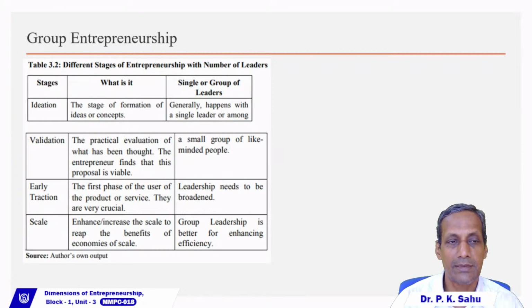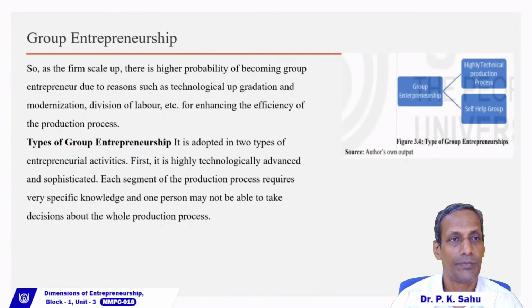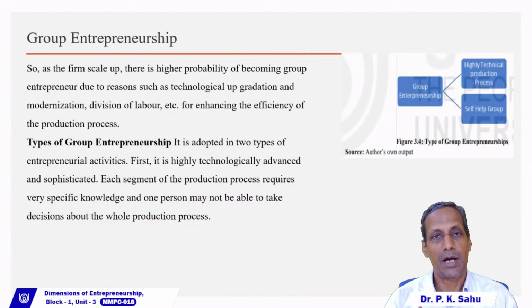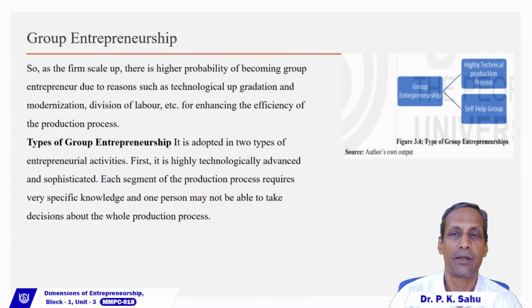The next, or the last, stage is scale, wherein you increase the scale to reap the benefits of the economies of scale. Group leadership is better for enhancing efficiency. As the firm scales up, there is higher probability of becoming a group entrepreneur due to reasons such as technological gap or technological upgradation and modernization, division of labor, etc., for enhancing the efficiency of the production process.